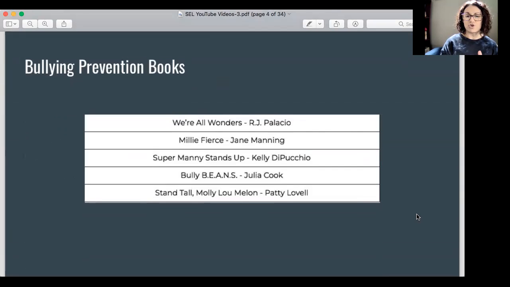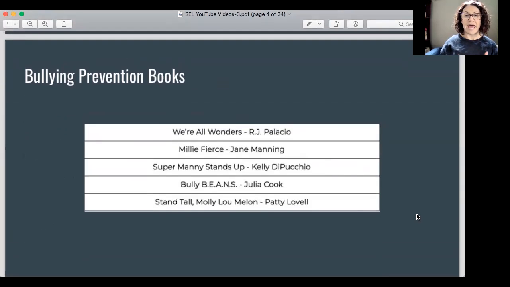All right, bullying prevention books. Unfortunately, there just aren't as many of these as far as picture books. There's lots of strategy books out there and nonfiction books with tips and things like that. And you can certainly find the theme of bullying in a lot of books, but if we're looking specifically at books that are kind of about bullying, picture book wise, there aren't as many really good ones. So here's a short list for you though of some really great ones.